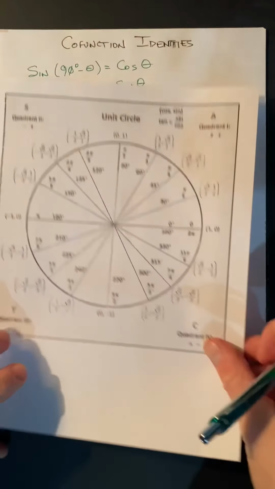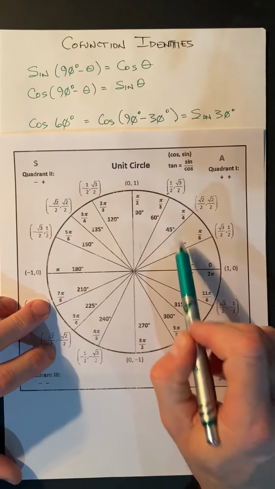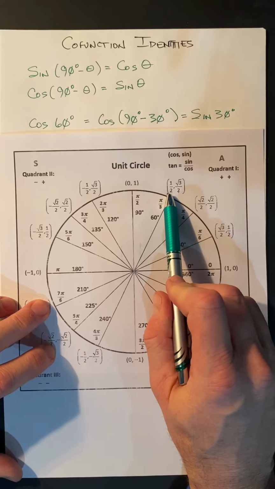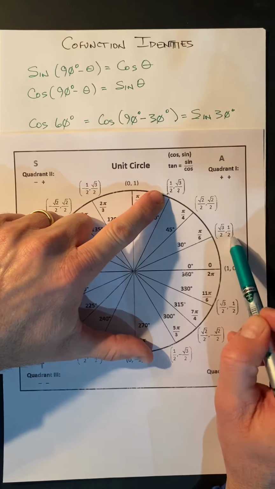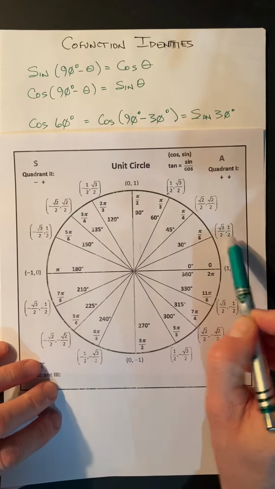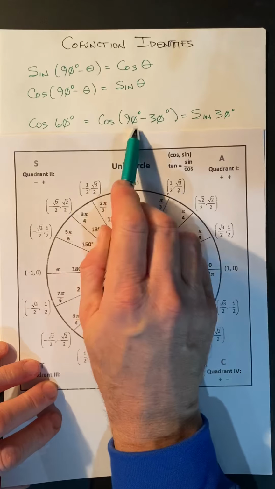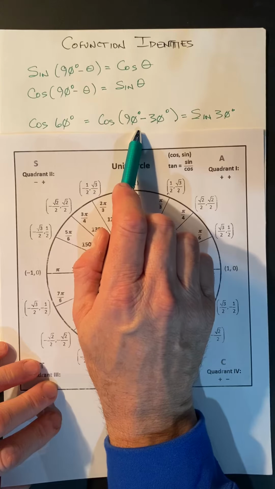Now let's look at that. If I have the cosine of 60 degrees, that's 1/2, and the sine of 30 degrees, that's 1/2 as well, okay? So this is just a different way of breaking angles down as I need them.